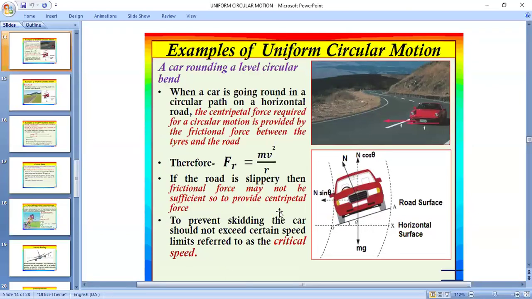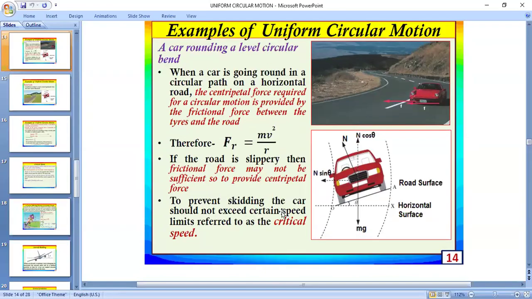So far, I think we can welcome a few questions on banking of the road, and also the previous work we've done about angular velocity, angular acceleration, and centripetal force. So if you have a question, hands up.